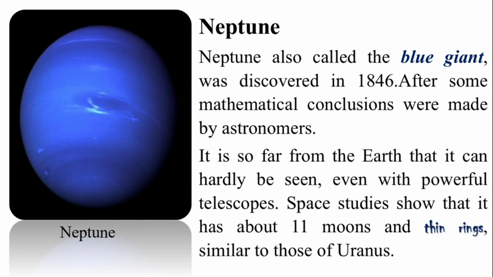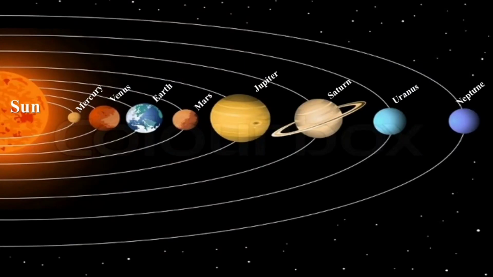Space studies show that it has about 11 moons and thin rings similar to those of Uranus. When astronomers study it, they find that there are 11 moons and thin rings similar to Uranus, which we studied in the previous slide. So that is regarding the solar system.